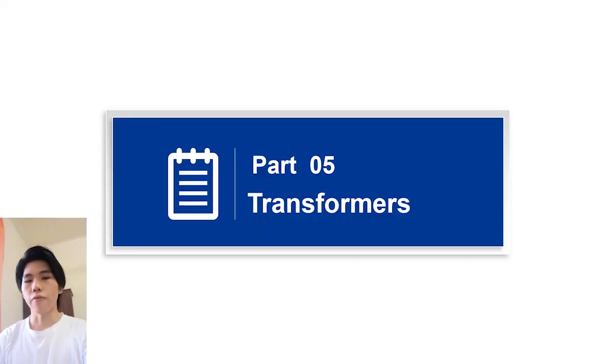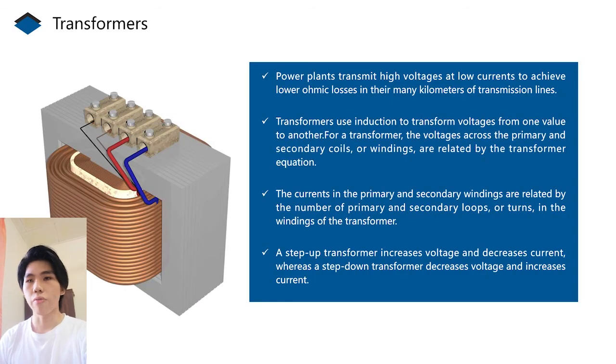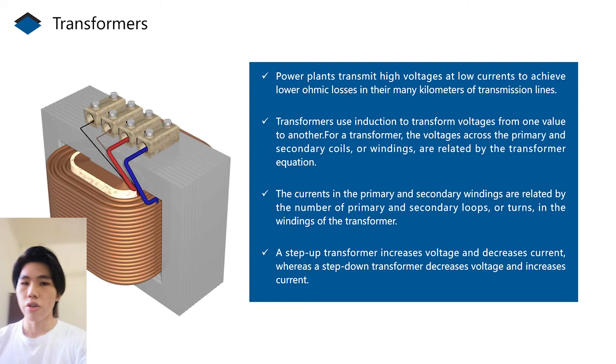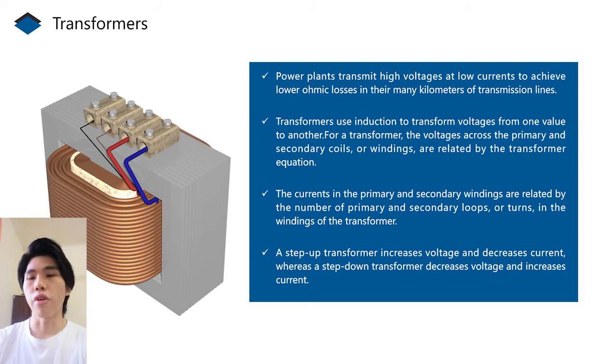So finally, it's our last part, which is transformers. Power plants transmit high voltage as low current to achieve lower ohmic losses in their many kilometers of transmission lines. Transformers use induction to transform voltage from one value to another.